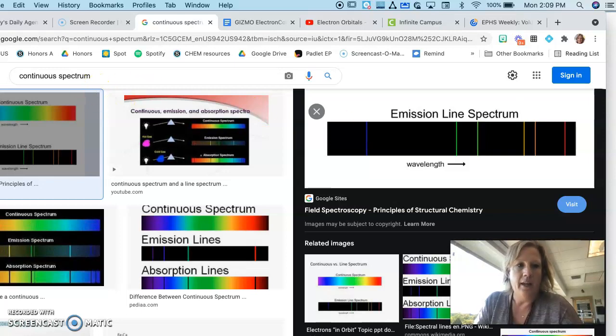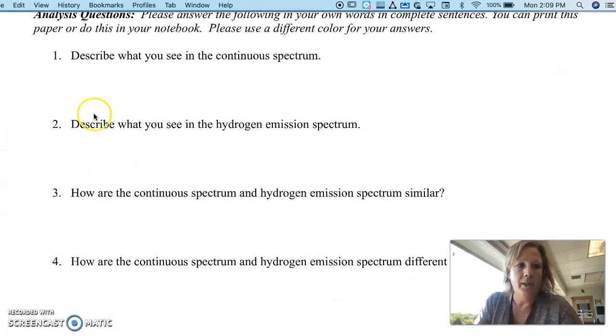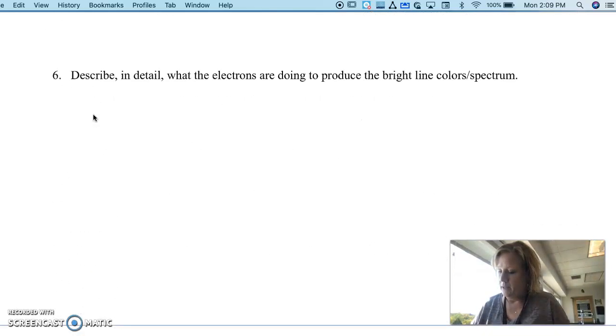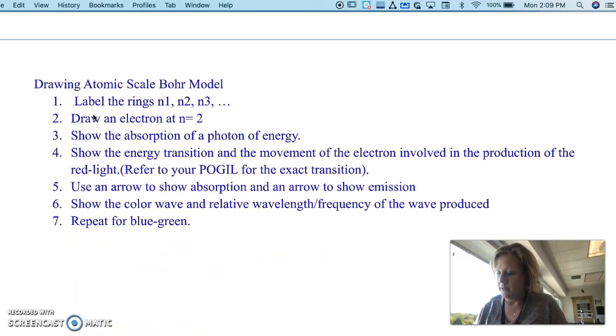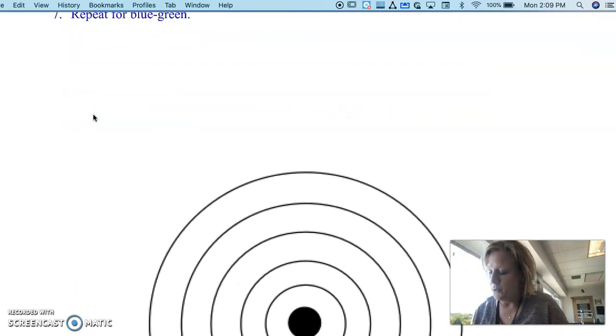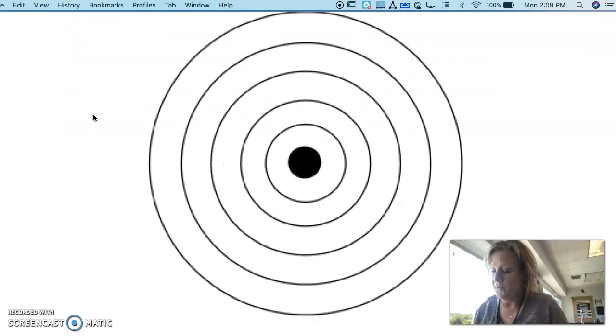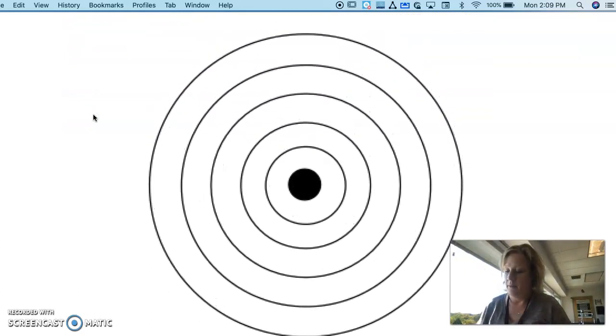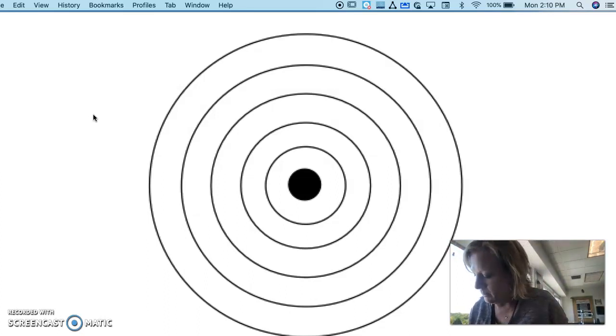So then what we did is we are going to kind of draw this on an atomic scale. So I'm going to show you how to do one, and then you will still have to do the two that are on the lab write-up. So I'm going to show you, so I would label, whoops, not like that.